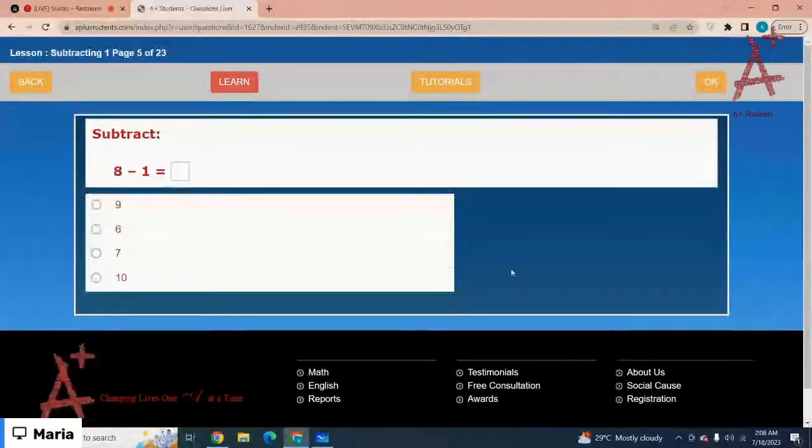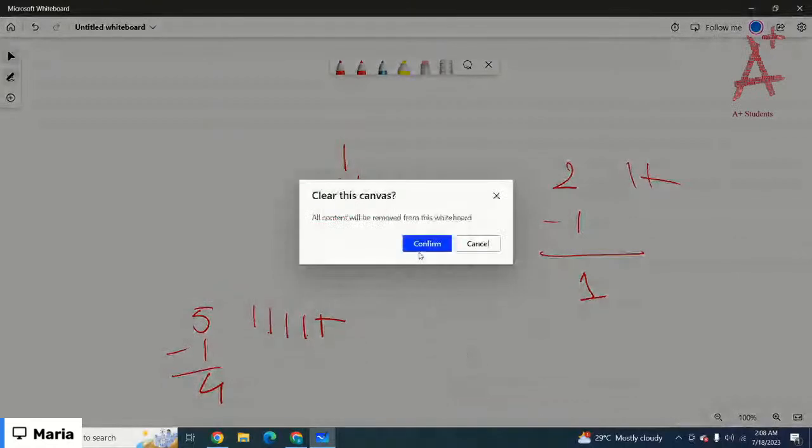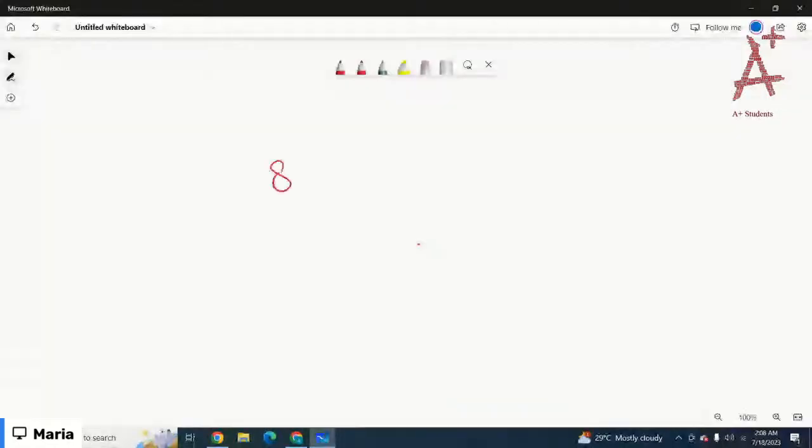The next one is 8 take away 1. You have to just go back by one number. So 8 take away 1 is 7, or either you can make 8 lines, remove one of them, and you are left with 7. So the correct option is 7.